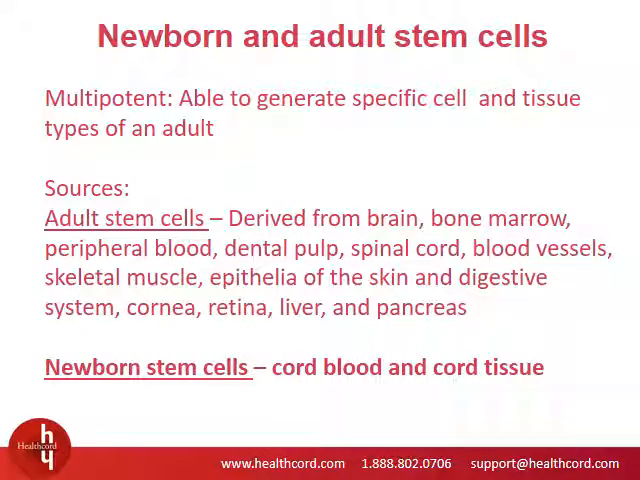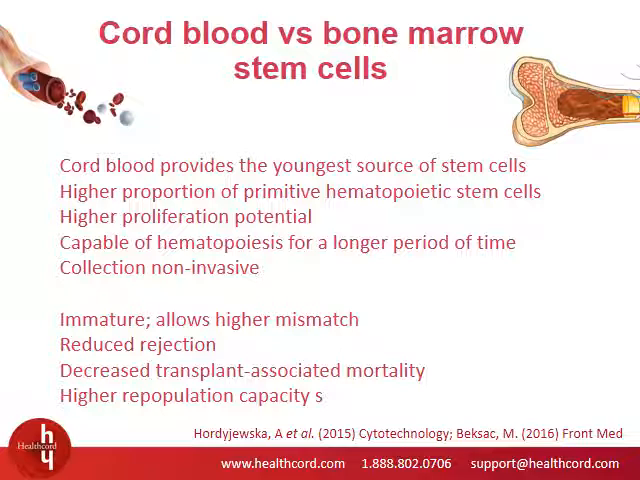Cord blood and cord tissue are sources of newborn stem cells. The value of these stem cells in research and stem cell therapy is well established. Cord blood contains hematopoietic stem cells. Hematopoietic stem cells were first identified more than 40 years ago, and they are used extensively in stem cell transplants to treat a number of diseases. Hematopoietic stem cells are multipotent, and they give rise to different types of blood cells and immune cells. They're found in both the bone marrow of an adult and in cord blood.